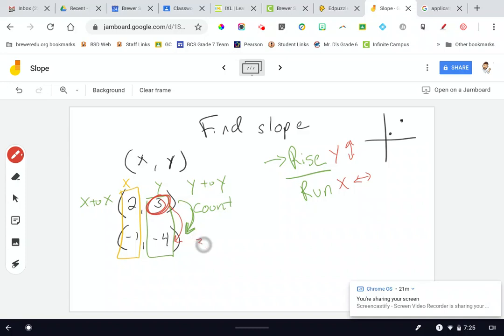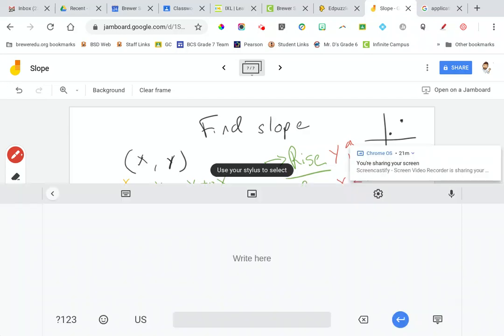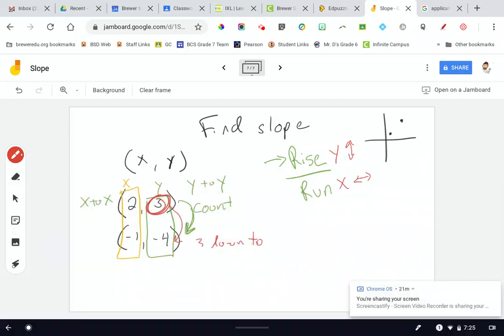3 down, down to -4. Okay, well, 3 down to 0 is 3, and 4 more. You went down 7. So don't forget, down means negative. So I went down 7.